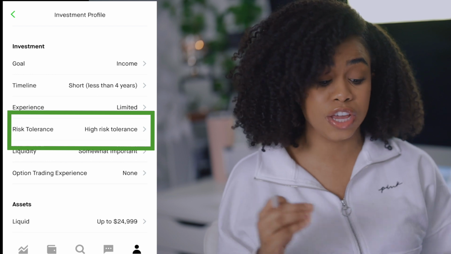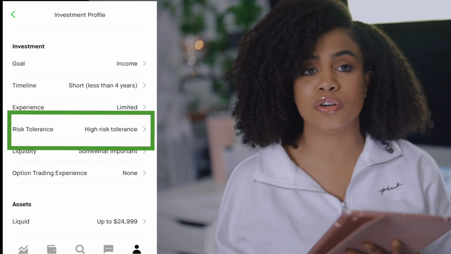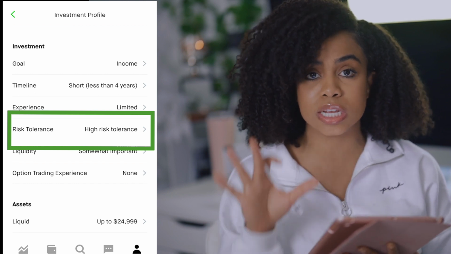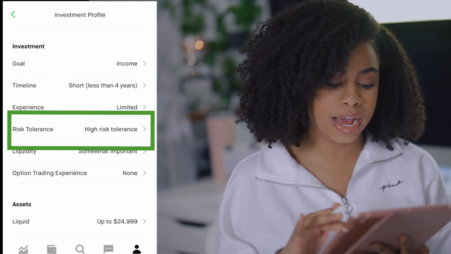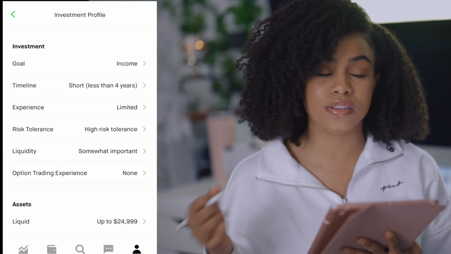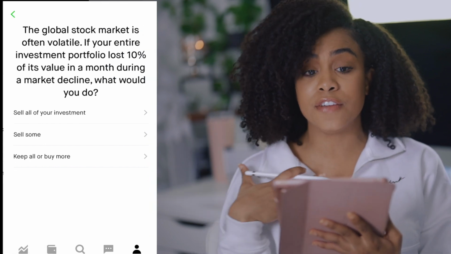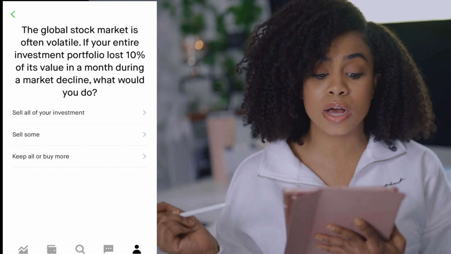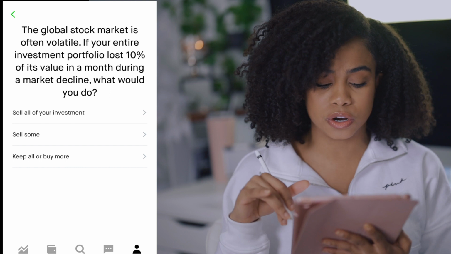Now this one is very important. This is going to depend on a lot of factors: your income, your dependents, like do you have children, how much money can you lose. Don't be afraid, but it's just important to be cognizant of that. For example, when I click on risk tolerance right here, the first thing that comes up, it says that the global stock market is often volatile. If your entire investment portfolio lost 10% of its value in a month during a market decline, what would you do? And then it gives you all of your options.